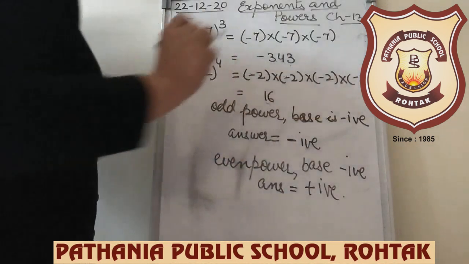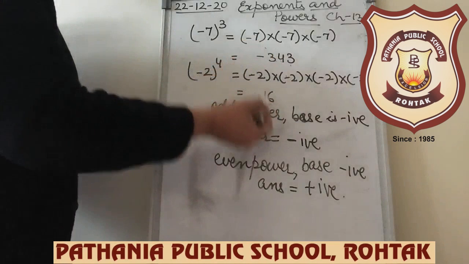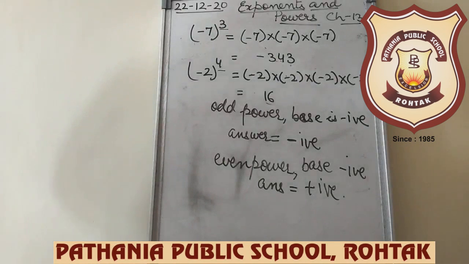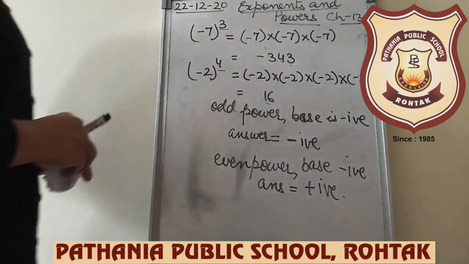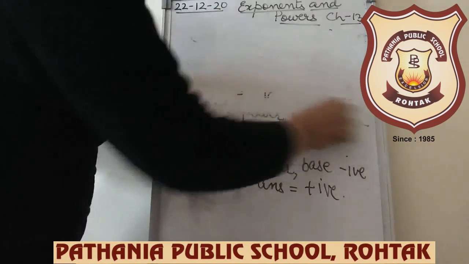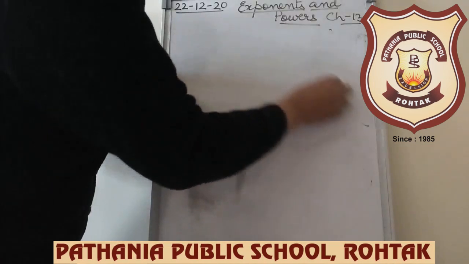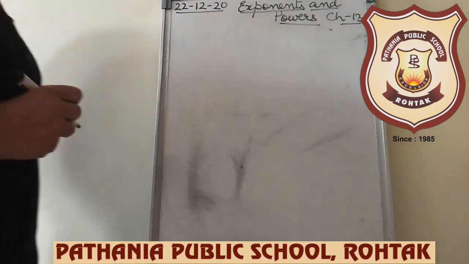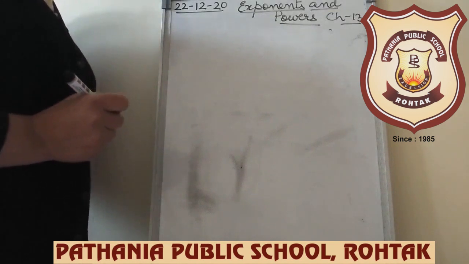Multiplication you have to do as per the number, but you have to see when you will get the positive answer and when you will get the negative answer. Now if the question comes, write the given number in exponential form. Okay, write the given number or express the given number in the exponential form.